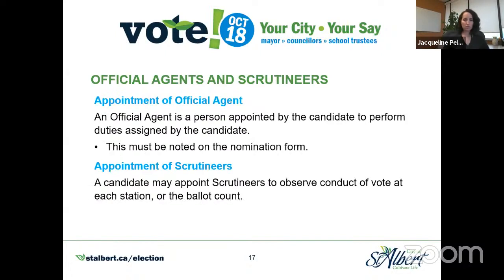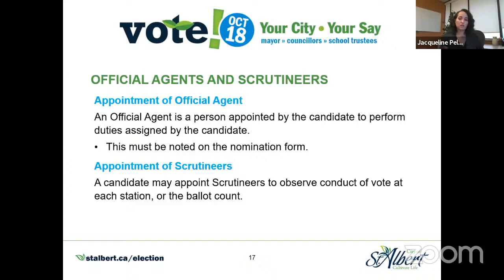All right, so let's switch gears a little and talk about scrutineers and agents. I'm going to go over the difference between a candidate's agent and their scrutineer before I move on to their presence in voting stations on election day. First off, an agent is a person appointed by the candidate to perform duties assigned by the candidate, which is noted on the nomination form of the candidate's acceptance page. The agent's duties are whatever the candidate assigns.